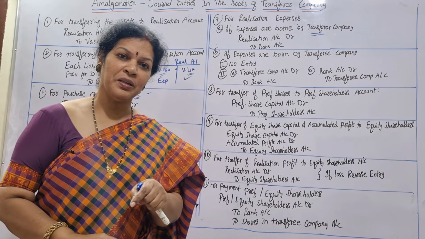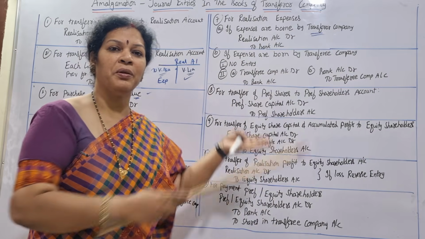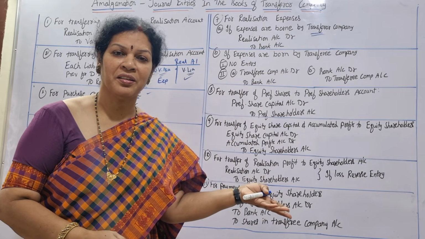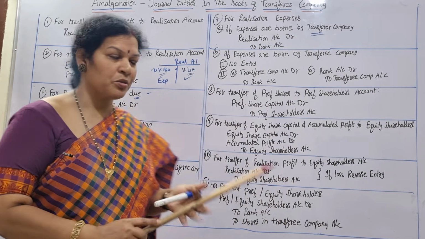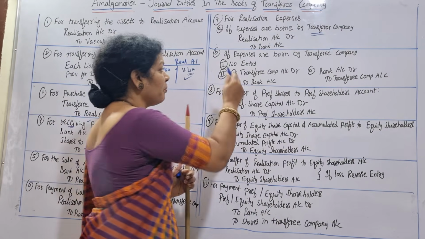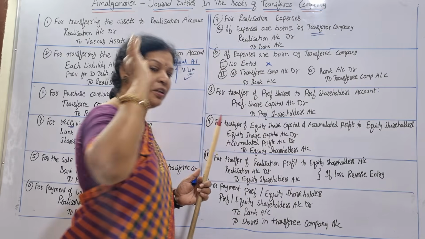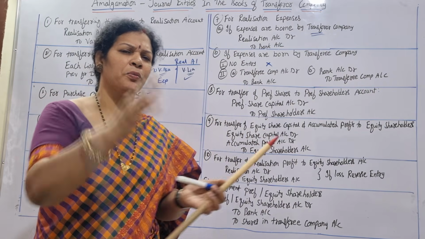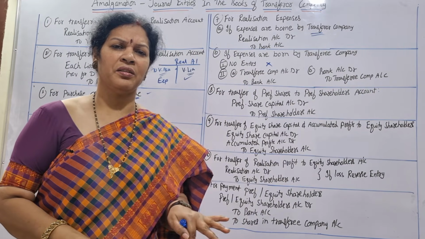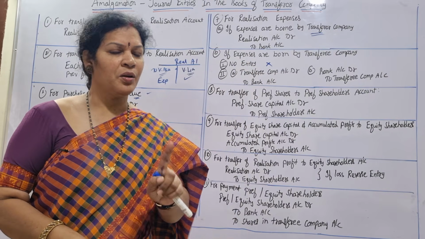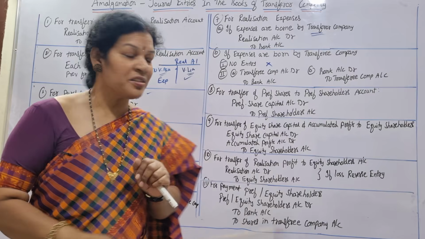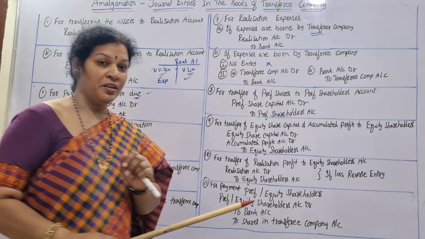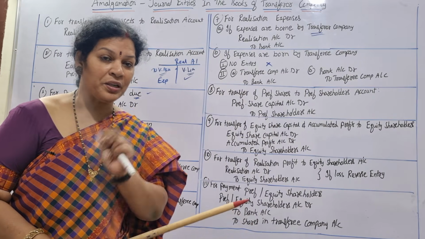If the transferee company is bearing the expenses, then in the transferor company, why write the entry? In what way is it concerned? So in case number 1, we will not write any entry, because it is borne by the transferee. Case two: if you still want to write, you need to pass two entries.